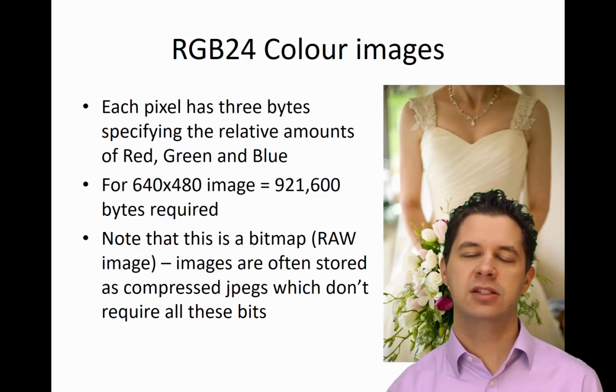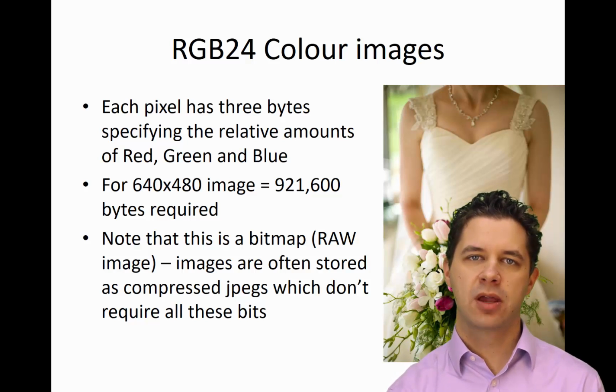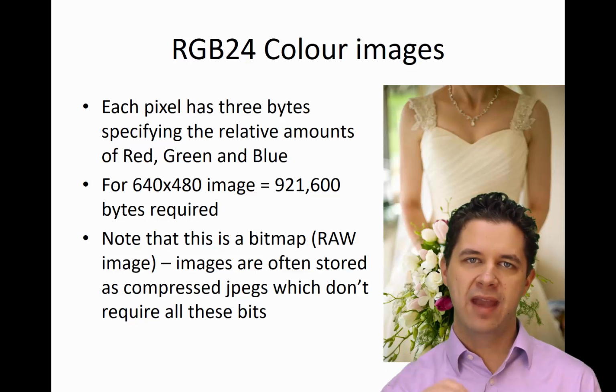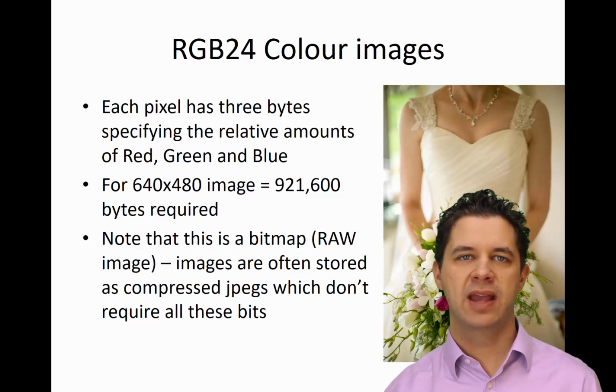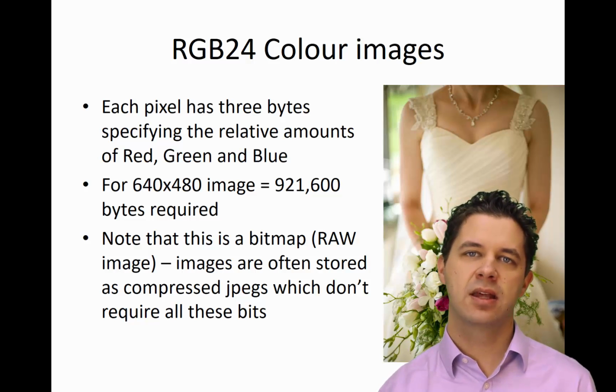And one thing that we need to note is these are bitmaps. So these are where we encode every single pixel in our raw image format. Often we store them as JPEGs or something like that, which compresses them and reduces these image sizes down significantly.